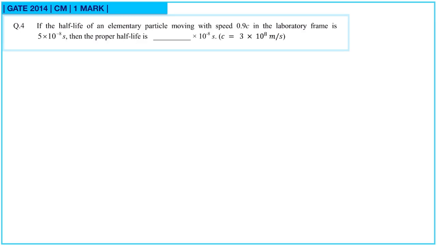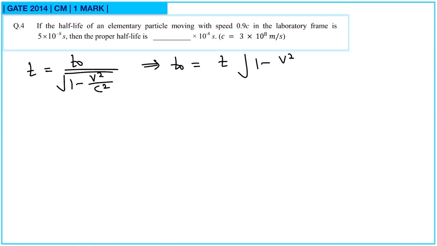Next question. If the half-life of an elementary particle moving with speed 0.9 c in the laboratory frame is 5 into 10 to the power minus 6 seconds, then the proper lifetime is T is equal to T naught in bracket 1 upon root of 1 minus v square by c square. So from here, T naught is equal to T into root of 1 minus v square by c square.